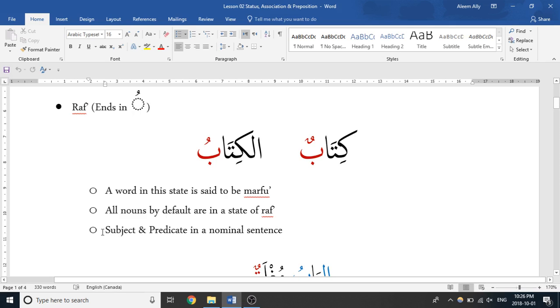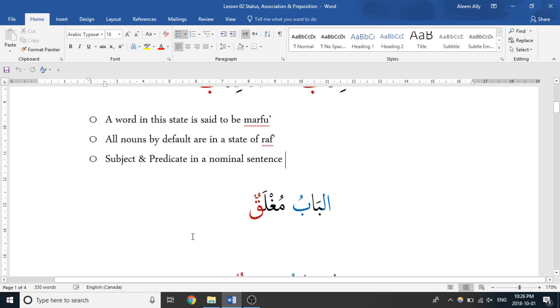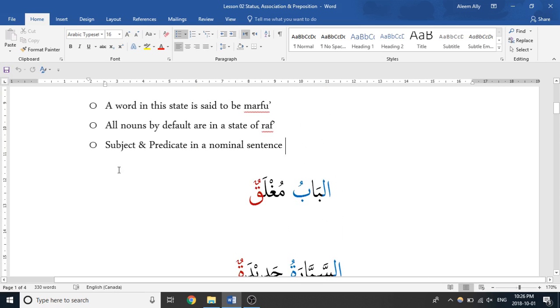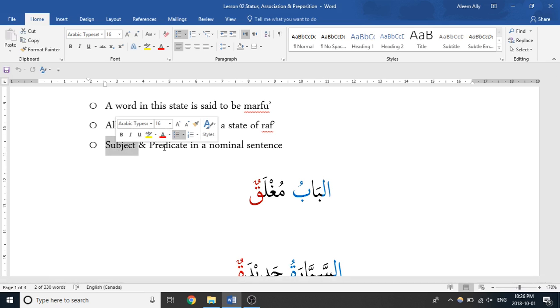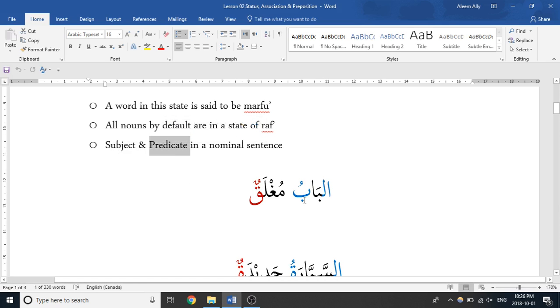Usually that's what it represents, right? The subject and the predicate. The subject in a nominal sentence is what is being spoken about, while the predicate is the news about that thing. So, "the car is black." The car would be the subject. It's the focus of this sentence, and "is black" would be the predicate. It's the news about this car, right? So here we have a sentence, and it says al-babu mughlaqun. It means "the door is closed." So the door is the subject, and "is closed" is the information about it.